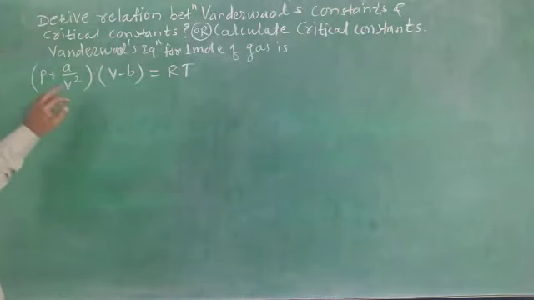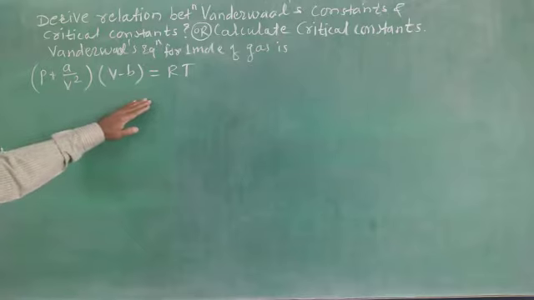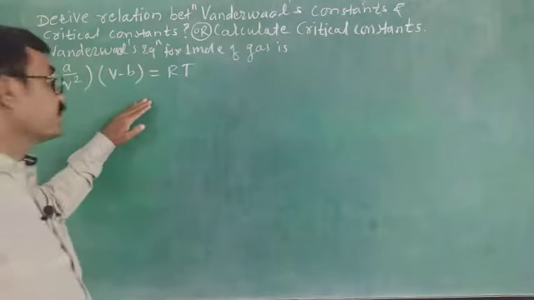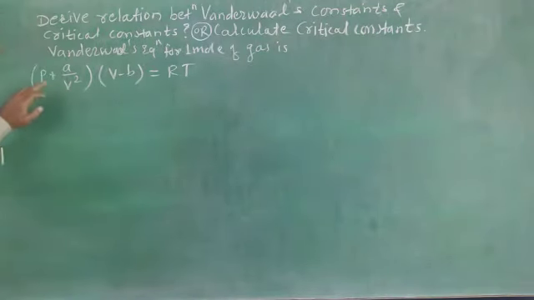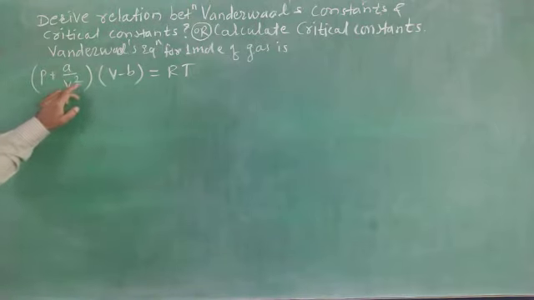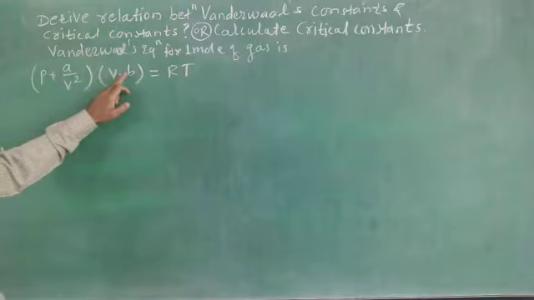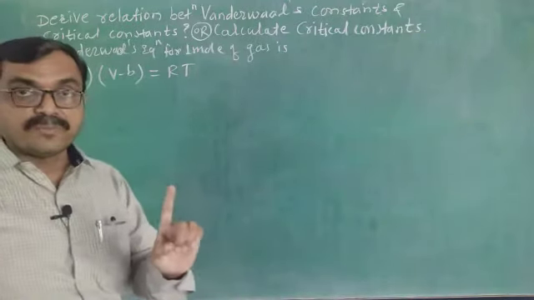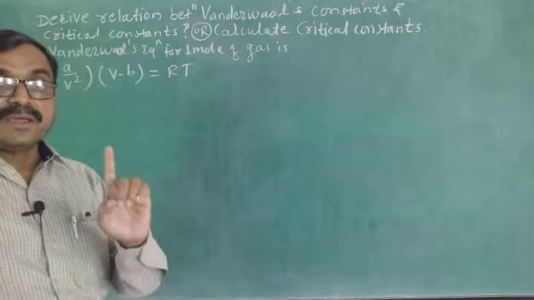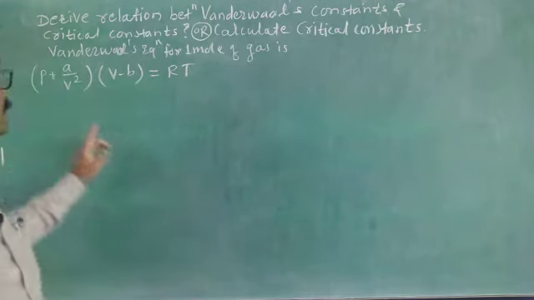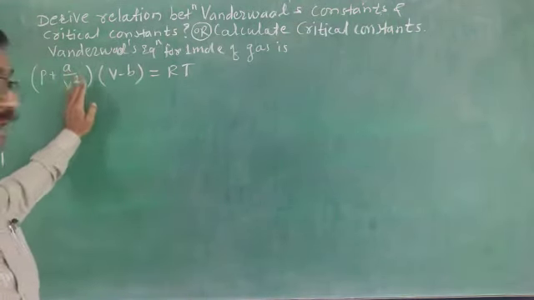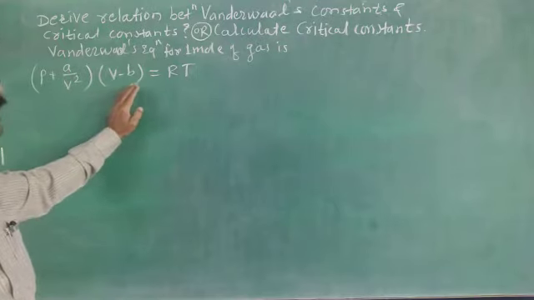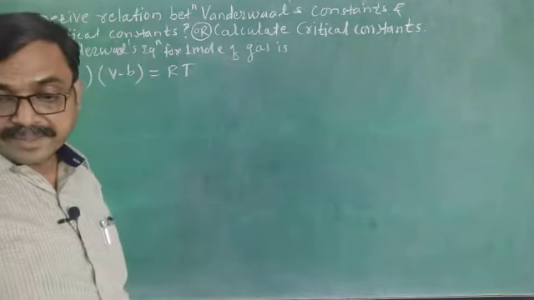Here, if this equation is for n moles of gas, then it becomes (P plus a n square upon V square) into (V minus nb) is equal to nRT. But here it is 1 mole of gas, that's why n equals 1, hence it will be (P plus a upon V square) into (V minus b) is equal to RT.